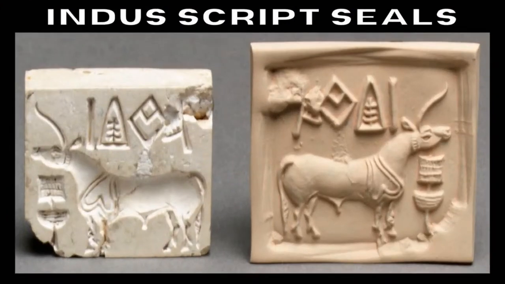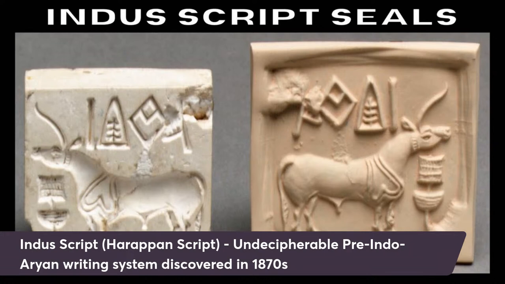And Indus script was a type of writing system of ancient India that was written mostly on seals, like you see right here in this image. A lot of them were put on ceramic and pottery. Some are even carved into copper and other things like that. And it's a type of writing system that's undecipherable. It was first found in the 1870s.